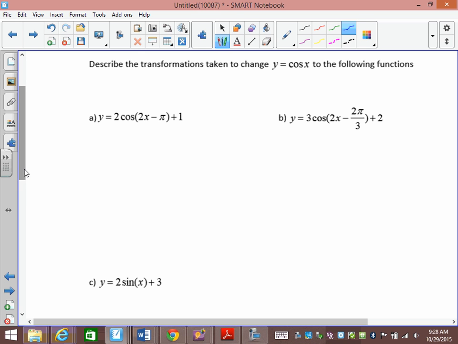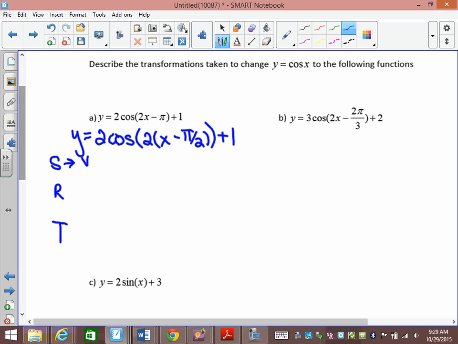Yeah. Take that 2 out. y equals 2 cos 2 x. When you take the 2 out, it's like dividing by 2, so it's negative pi over 2, plus 1. So we still do stretch, reflect, translate.